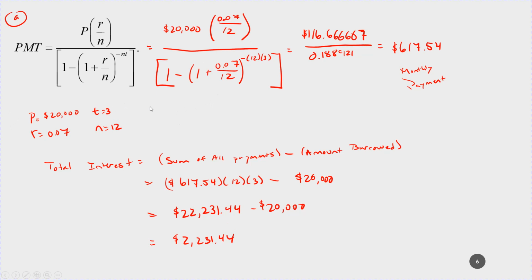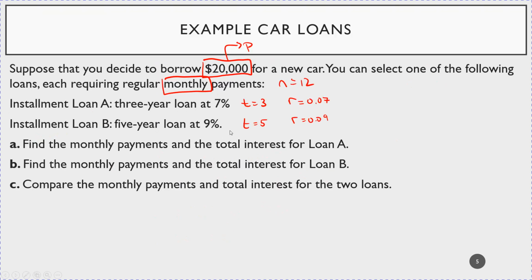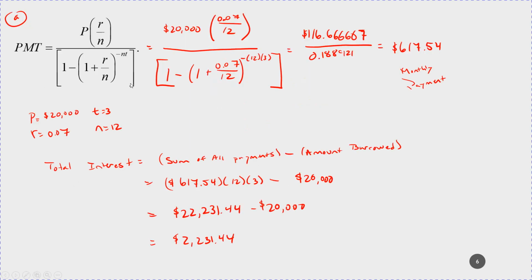Now you have another loan option here. You could say, okay, hey, well, look. You could pay it over 5 years, but your interest rate will now be 9%. Sorry, 9%. Okay, so let's do B here.